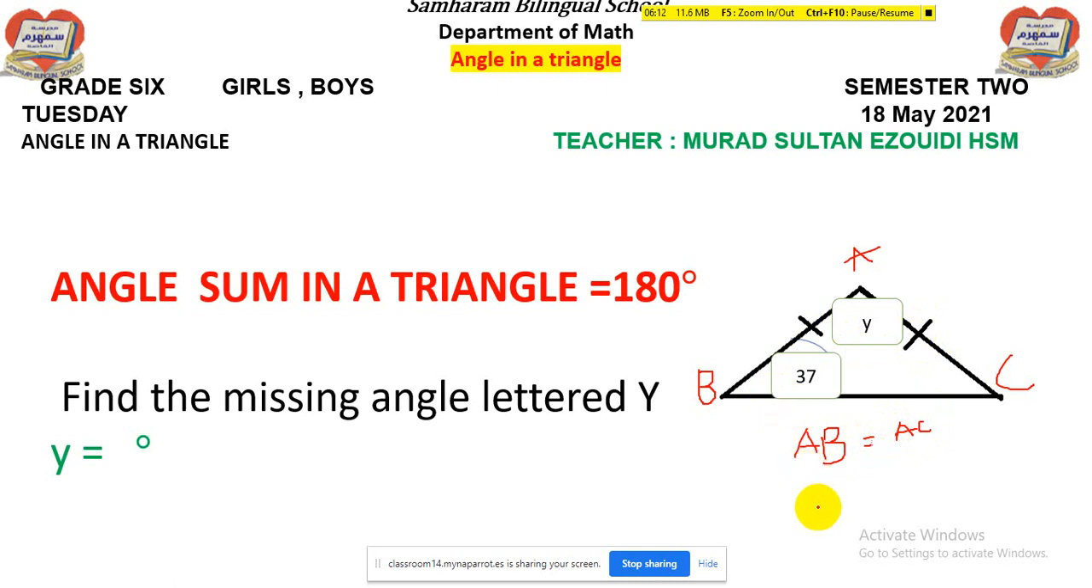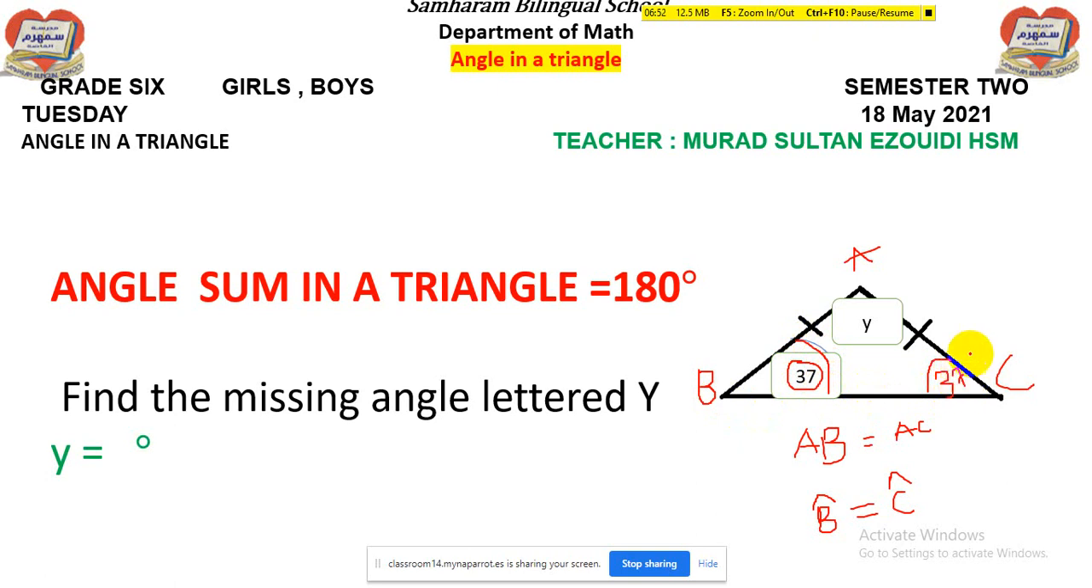So the angle B should be equal to the angle C in size. The measurement of B is equal to the measurement of C. Why? Because in an isosceles triangle we have two sides equal in length, which are AB equal AC, and two base angles which are equal in size. Means if the angle B is 37, then the angle C is also 37 degrees, of course.